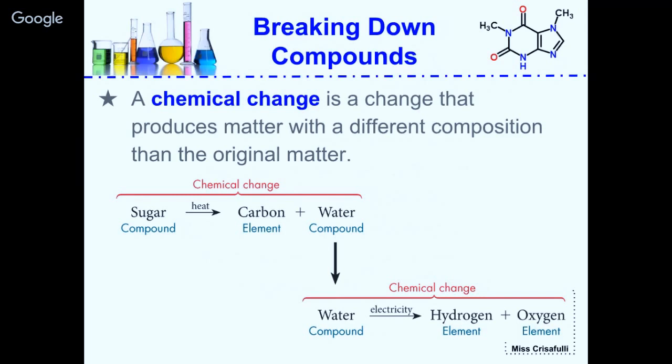We could take water and do the same thing. If we ran electricity through water, we would get hydrogen gas and oxygen gas. Both of those have different properties than the water that we started off with, so that's how we know we underwent a chemical change.